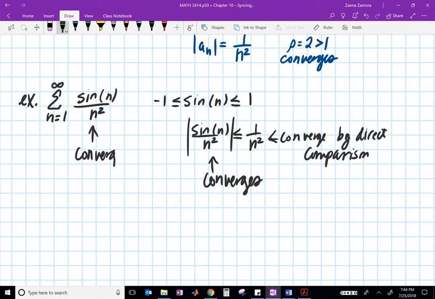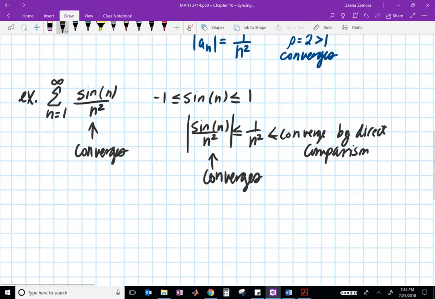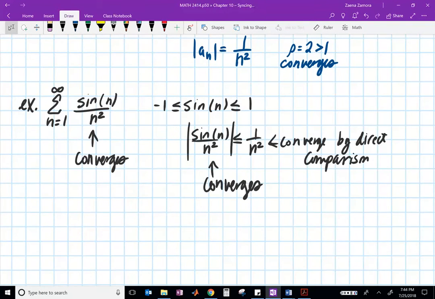Look at that. No, because it has to be 1 over n squared. Well, we did use a p series in the first example, but we can't use it with sine of n over n squared. All right, not too bad, right? Okay, that's the absolute convergence test.